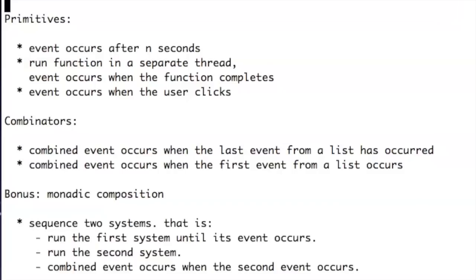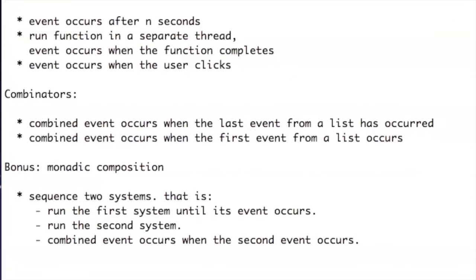In the case of events, what this means is that we start the first system, eventually its event occurs, and now this is our cue to start the second system, and eventually its event occurs. And the event of the combined system is now considered to have occurred at the same time as the event from the second system.